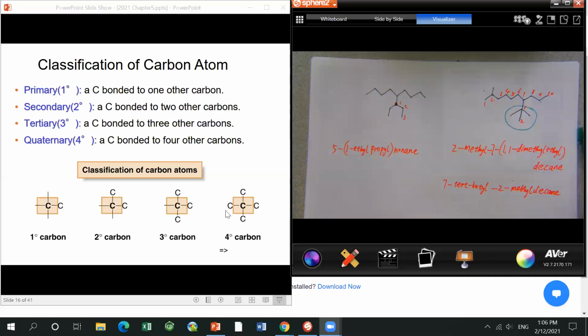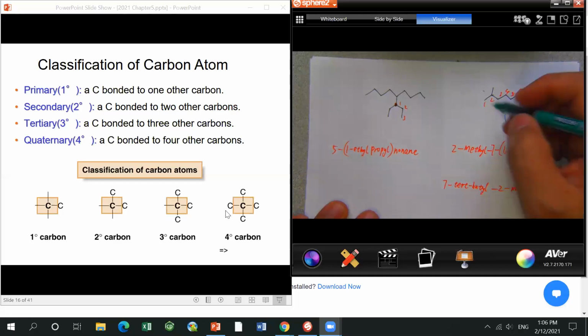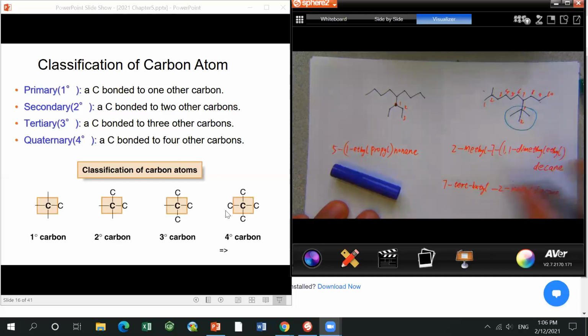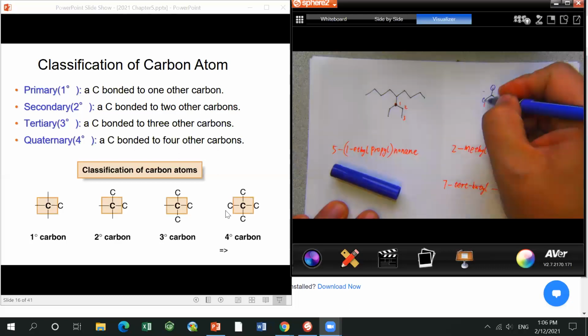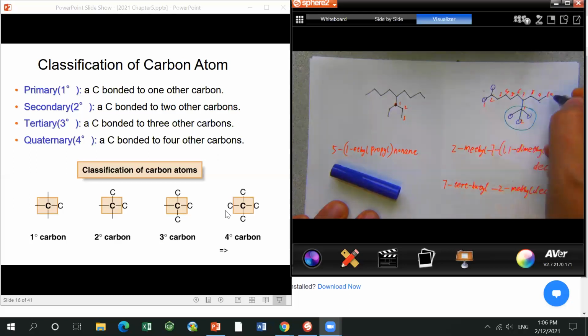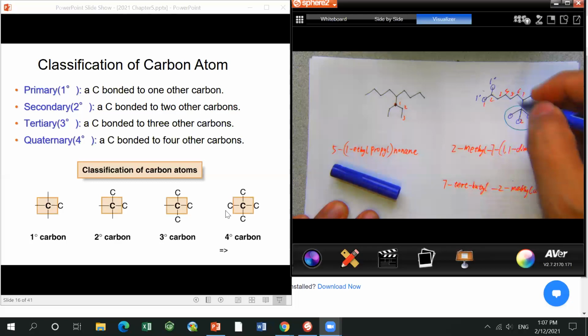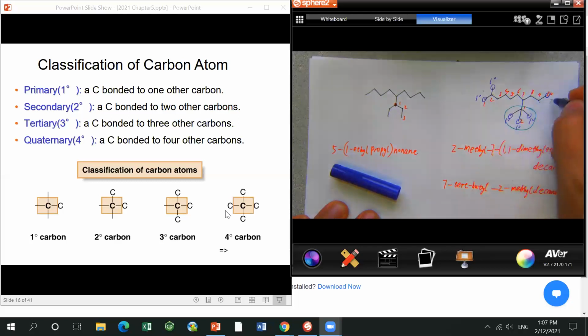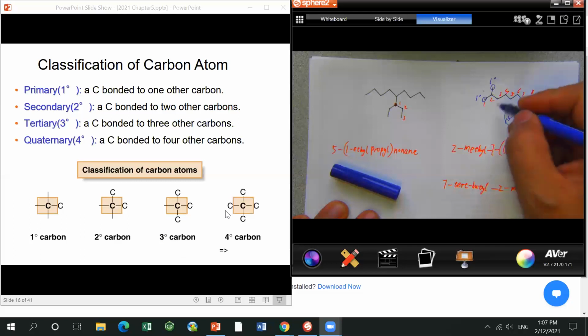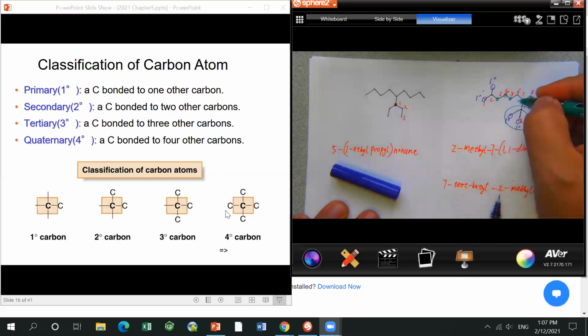So in this molecule, we use a slightly different color. These two carbons, here and here, labeled in purple, should be the primary carbons, because they each only connect with one other carbon. And then in a different color, this one, 3, 4, 5, 6, 8, 9, this green one should be our secondary carbons, because they are connected with two other carbons.